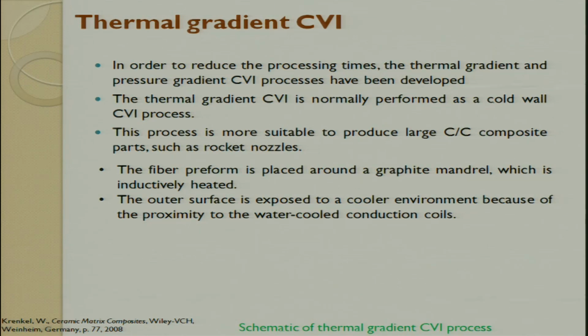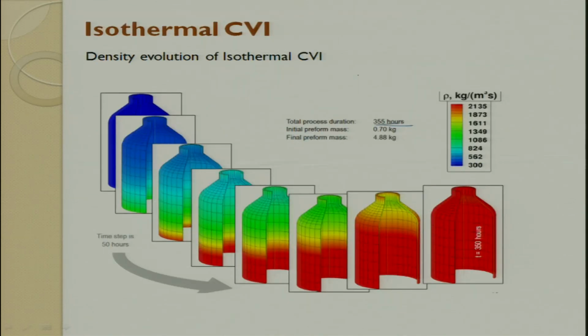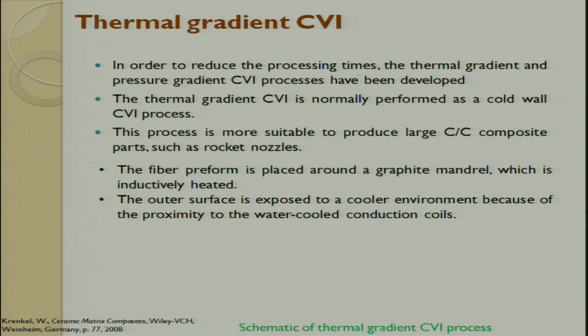The thermal gradient CVI process is used in order to reduce the processing time. Isothermal takes around 355 hours. In order to reduce the time, a thermal gradient and a pressure gradient have been developed. Thermal gradient CVI is normally performed as a cold wall CVI process. This process is very suitable for large carbon composites, such as rocket nozzles. The fiber preform is placed around a mandrel, which is heated. The outer surface is exposed to a cooler environment because the proximity of water cooling is possible here.